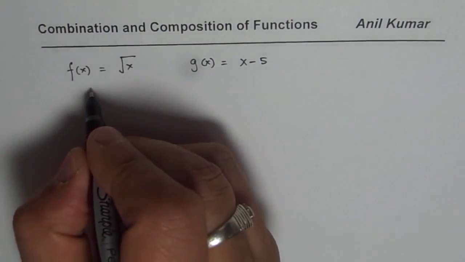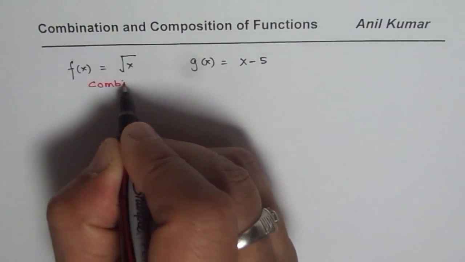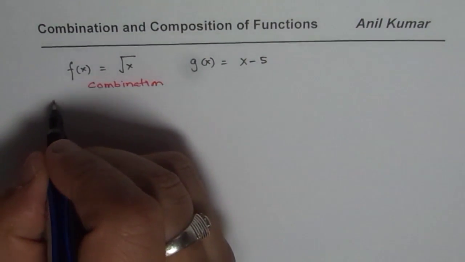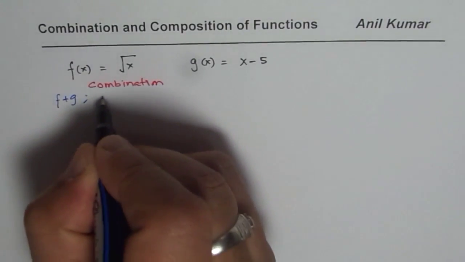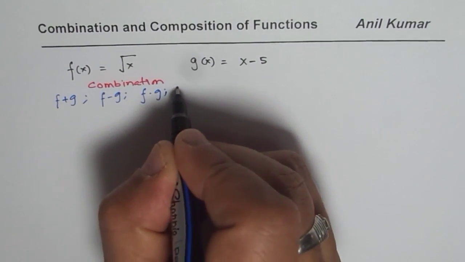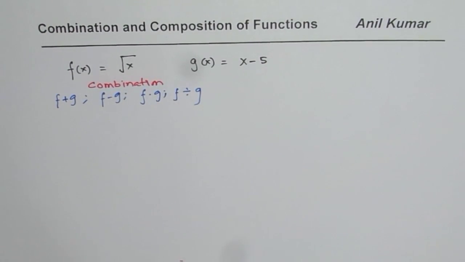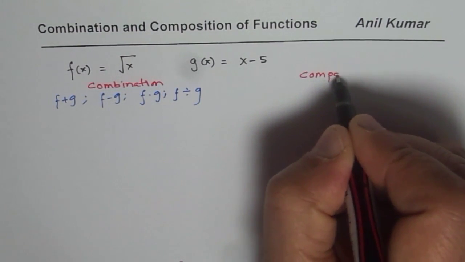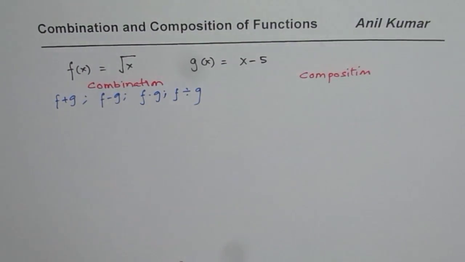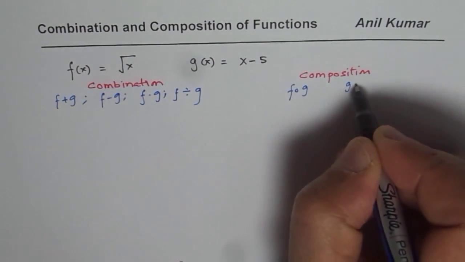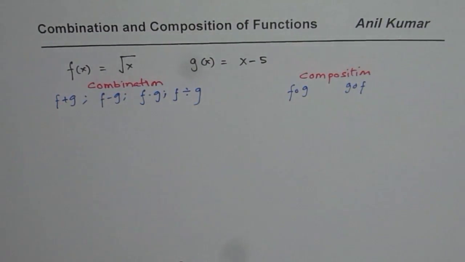So when I say combination, I mean I will be doing f plus g, or we could do f minus g, or f dot g, or f divided by g, right? So these are the combinations. If I say composition, then we are trying to say something like f of g, or we are saying g of f. So that is the composition of functions. That is one thing which you should understand.